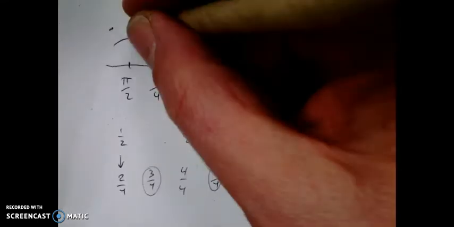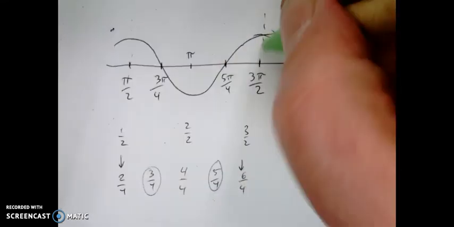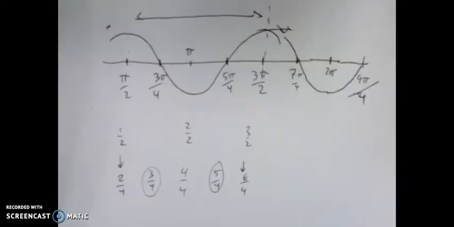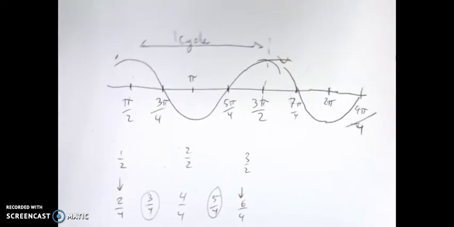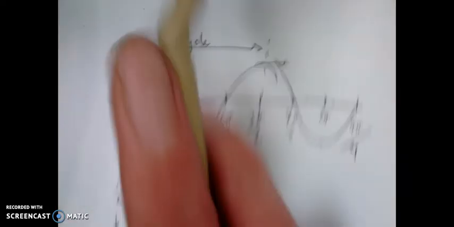And again, one cycle is from the high point to the high point. So that right there is one cycle. And like I said, once we do the algebra up here, we're really not even doing trigonometry anymore. It's just a lot of algebra and fractions.